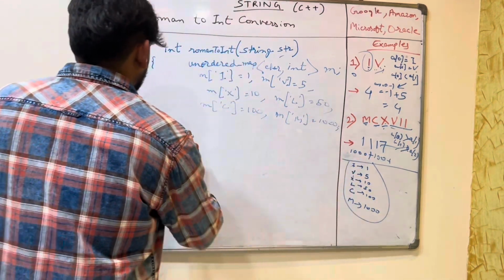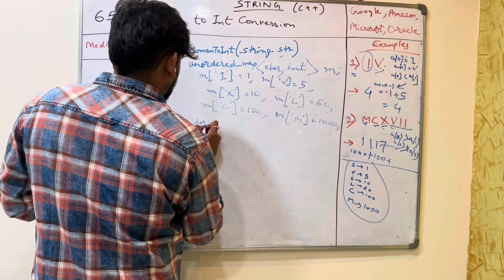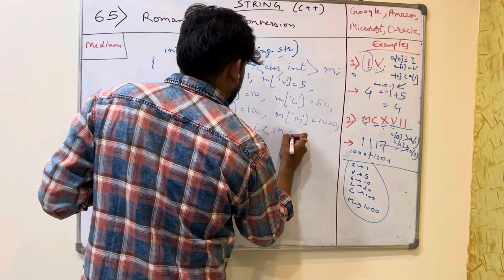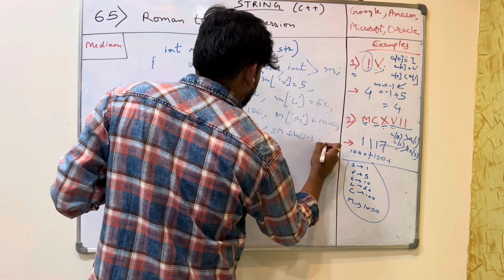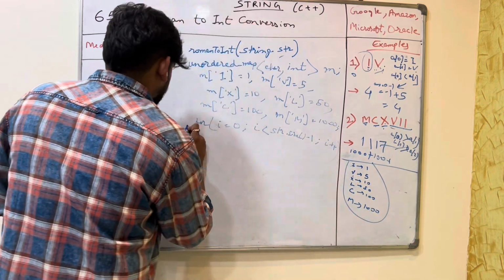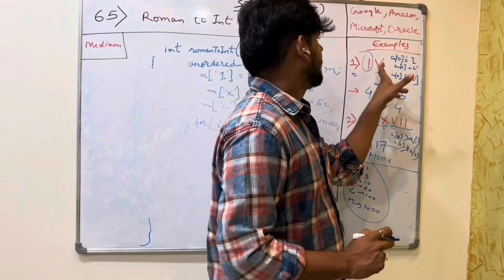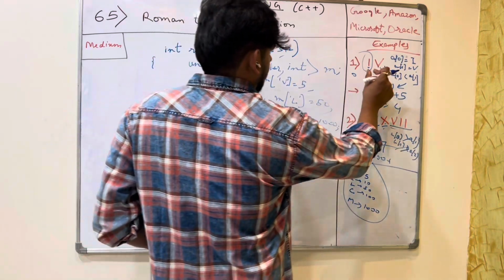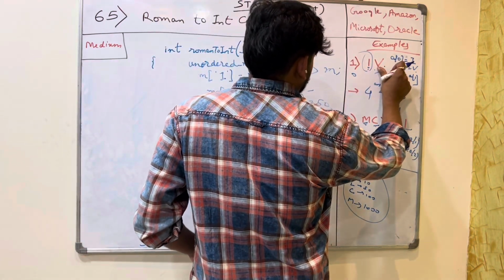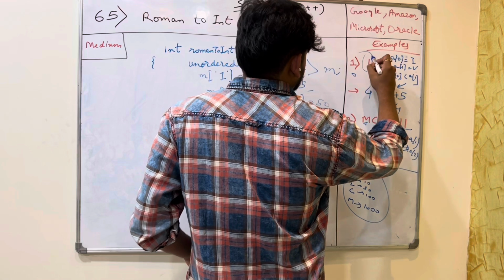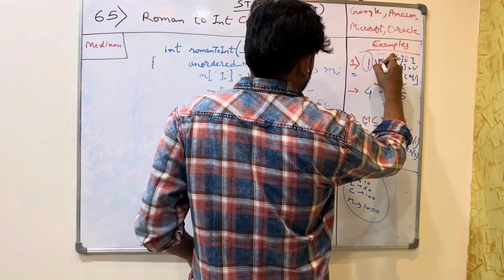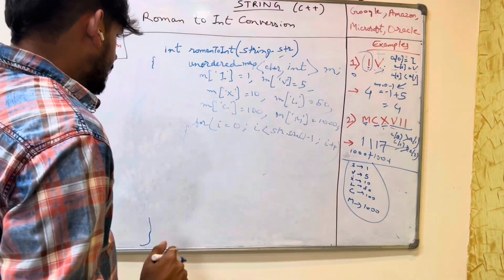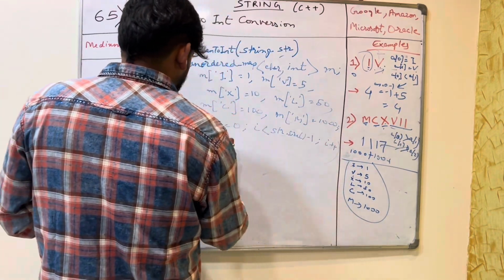Now we run the loop from i equal to 0, i less than str.size() minus 1. Why? Because at the end we don't have anything to compare with the next value, right? So we will take up to here only. When the size becomes 1, when it is here, we don't have to compare, so we'll directly add whatever the value is.